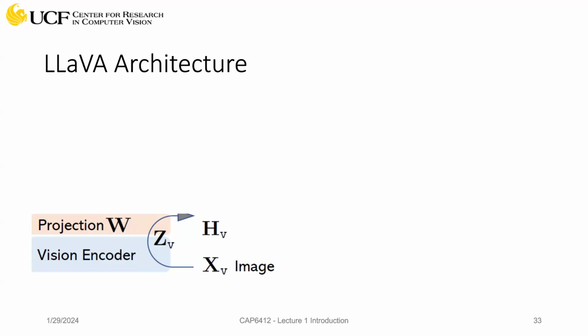It's very simple. So we have an image XV, and we give it to the vision encoder, which will get us an embedding. And then we have the projection matrix W. Okay, so the idea is that we will take an image XV, do the embedding with encoder G, we get a ZV, and that ZV will multiply with the projection matrix, and we'll get HV, which will go further.